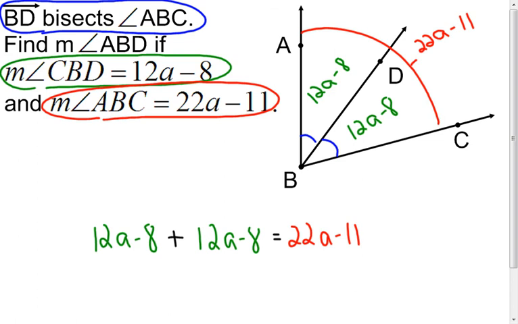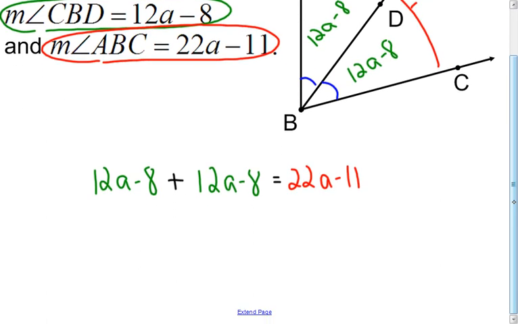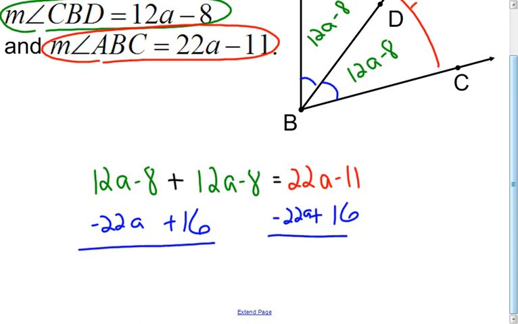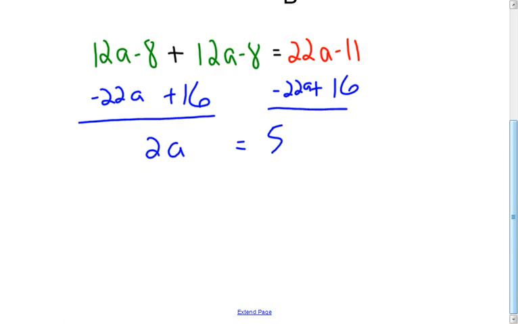I've taken the information from the story problem, put it into the picture, and from the picture I created this big equation. We all know how to solve an equation, so now it's just a matter of doing that. To start, I'm going to add 16 to both sides, which takes care of the two minus 8s. I'm also going to subtract 22a. Now 12a plus 12a minus 22a puts me at 2a. Negative 11 plus 16 gives me 5.